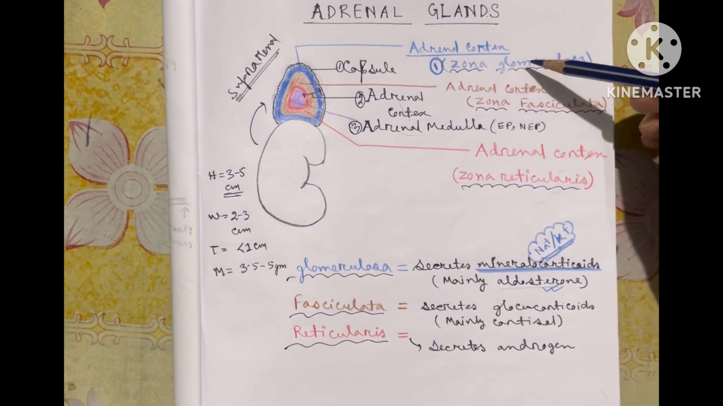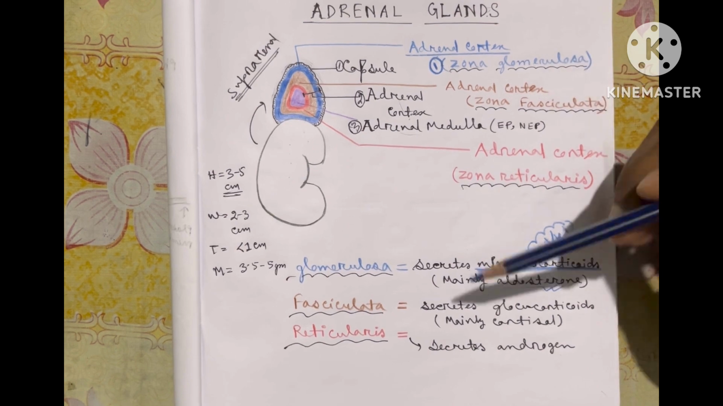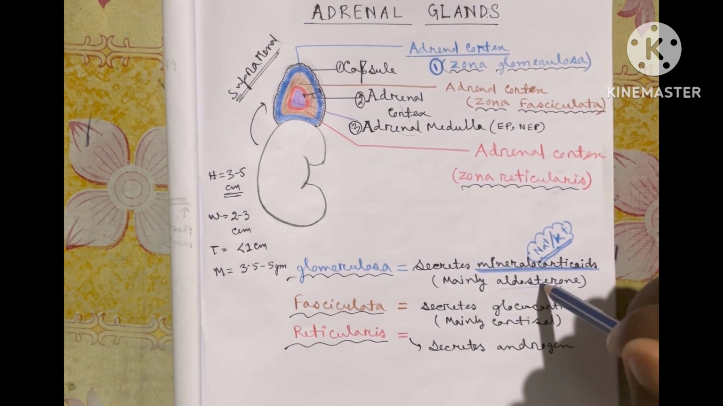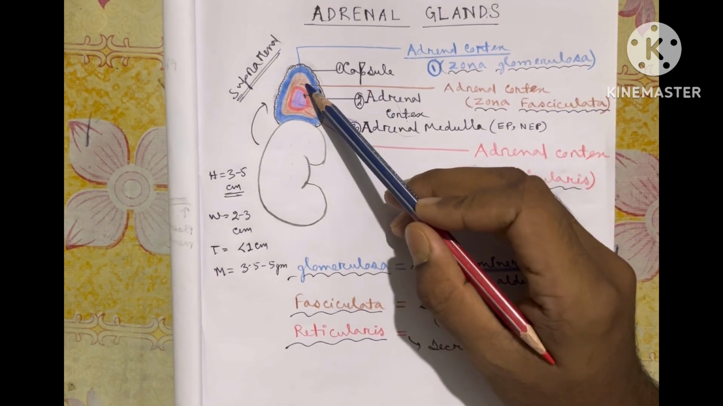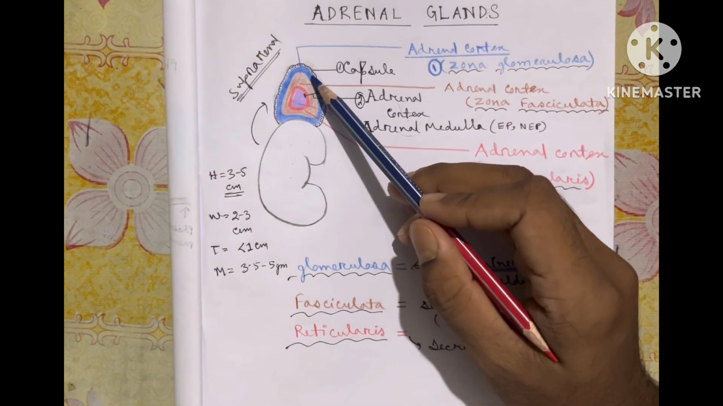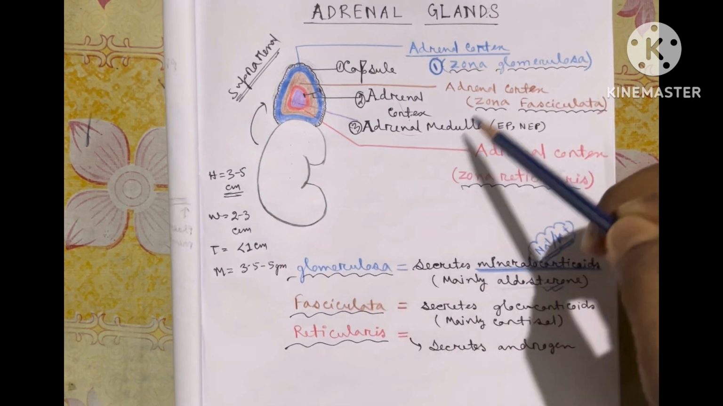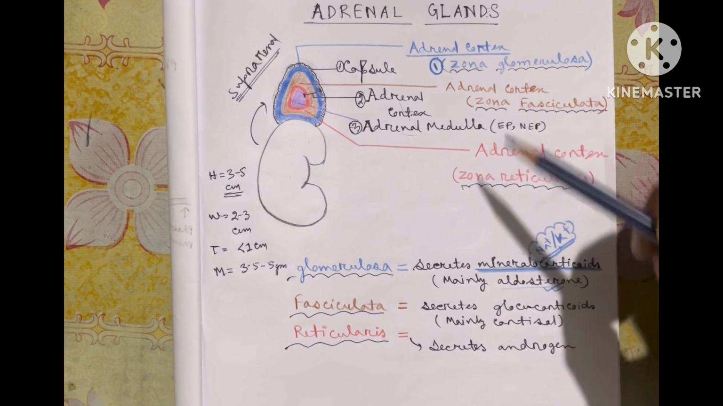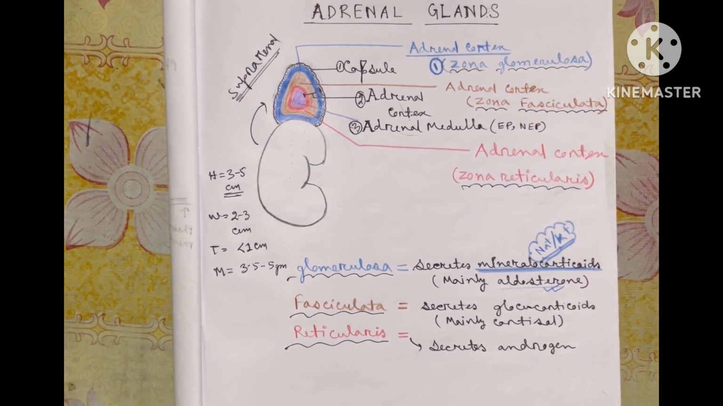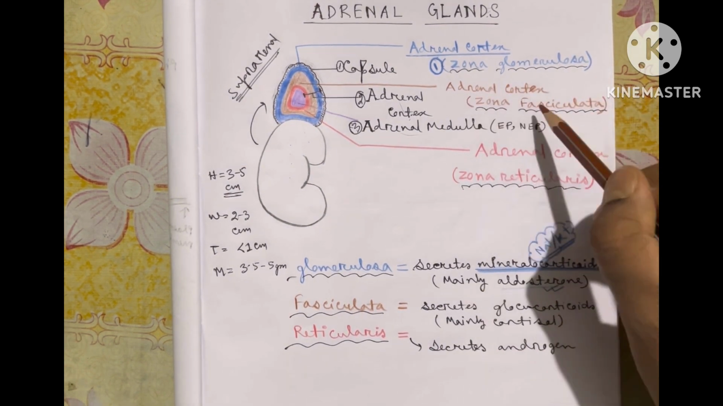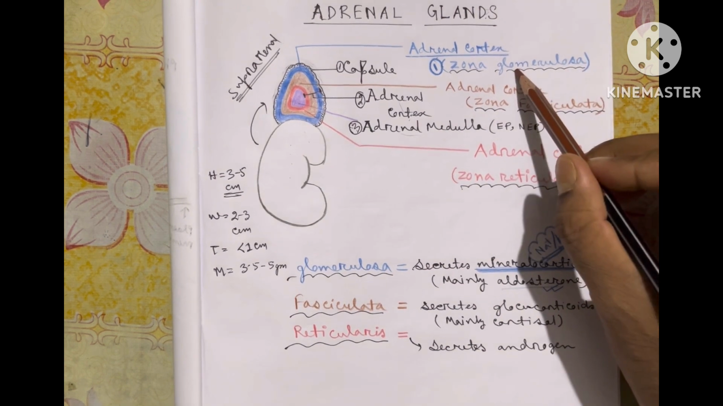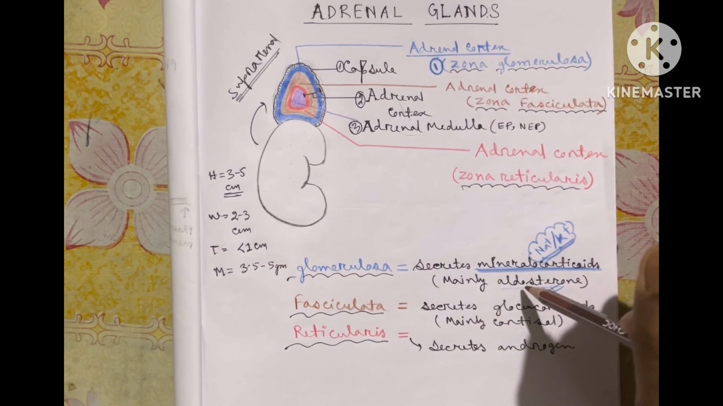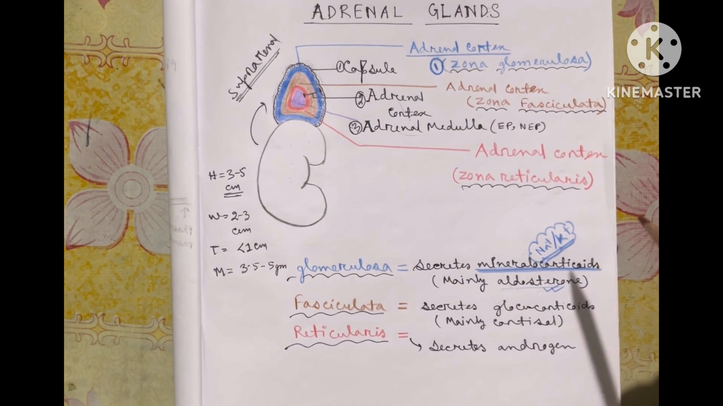So first, the zona glomerulosa secretes mineralocorticoids, mainly aldosterone. I am using the blue color here, so blue means mineralocorticoids. The next one is the zona fasciculata. First is the zona glomerulosa, which secretes mineralocorticoids, mainly aldosterone, and maintains mineral homeostasis.